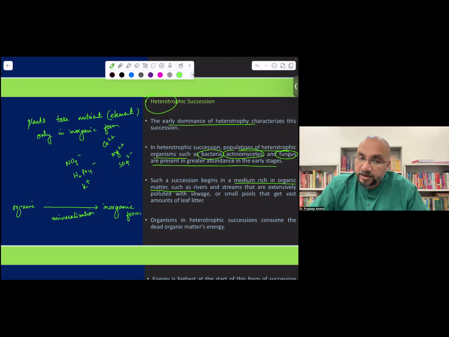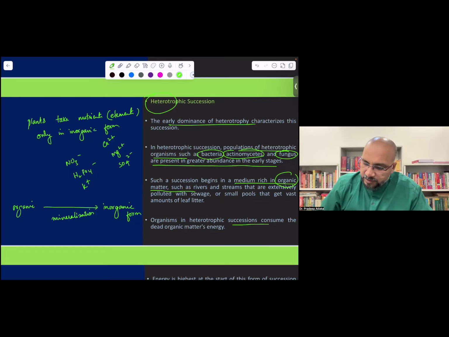So heterotrophic succession is characterized by the environment where the medium is rich in organic matter. Here the fungus will eat the organic matter and decompose it, and it will extract the nutrients during the decomposition process. Got it?